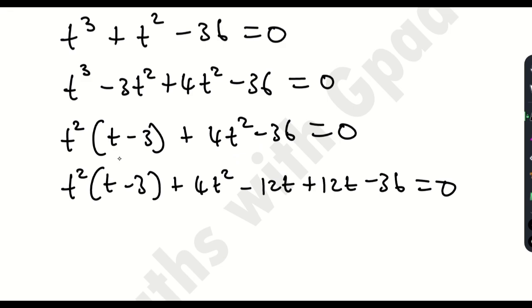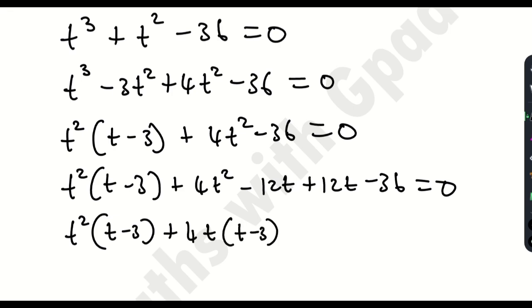So let's factorize now. That will be t squared bracket t minus 3. And then let's factorize this. Again, as you did before, 4t is common. You have t minus 3. What about these last two terms? Luckily for us, we're still going to have t minus 3 in the bracket. So that will be 12 bracket t minus 3, which is equal to 0.